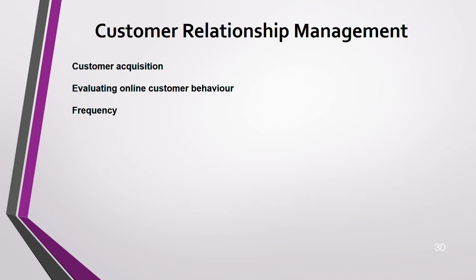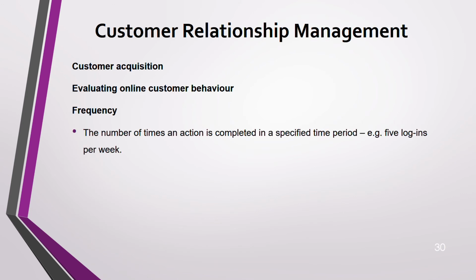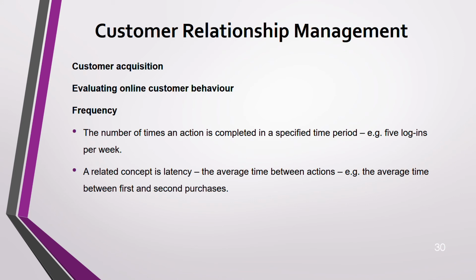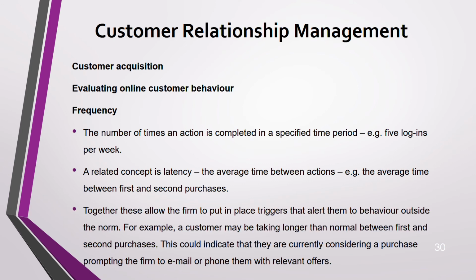Now frequency: the number of times an action is completed in a specific time period, for example, 5 logins per week. A related concept is known as latency. What is latency? Average time between actions. That means the time taken between first and second purchases. Is it too long? Is it too short? If it's too long, make sure it's short so that they buy more.